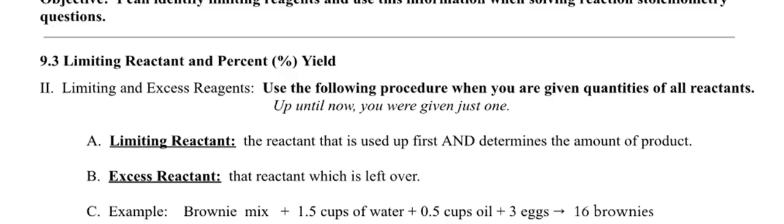You take your limiting reactant. Well, it's the reactant that's used up first, and it determines the amount of product. The excess reactant is the reactant that is left over. So let's go back and look at my brownie example from how I started this whole unit.